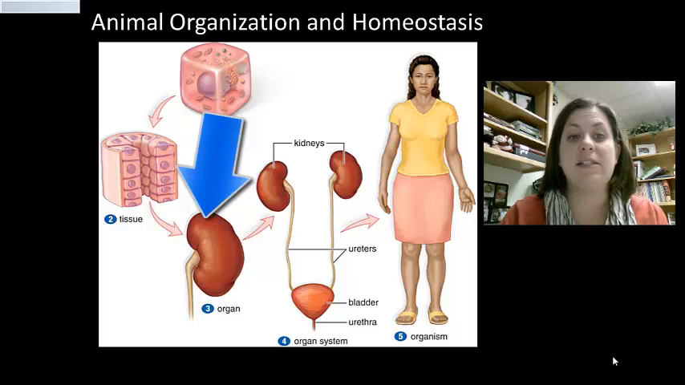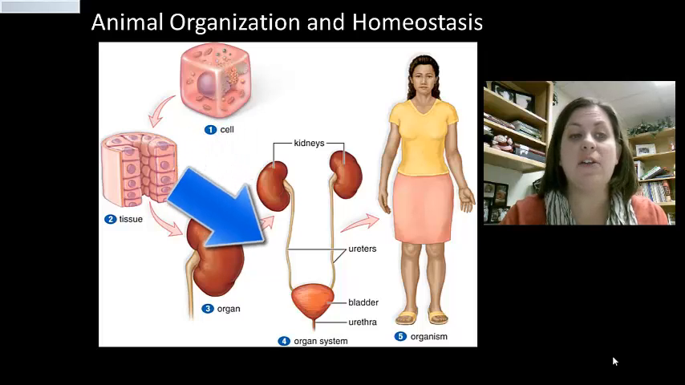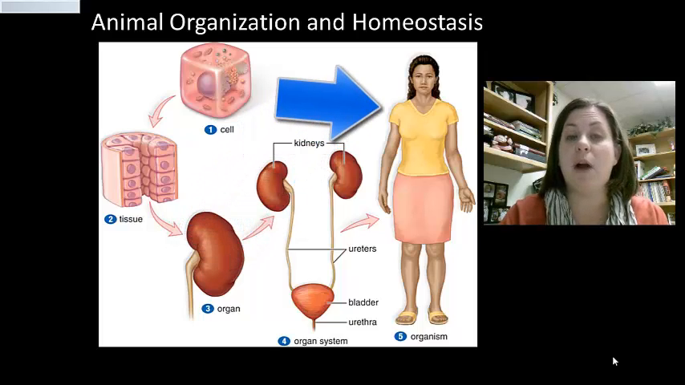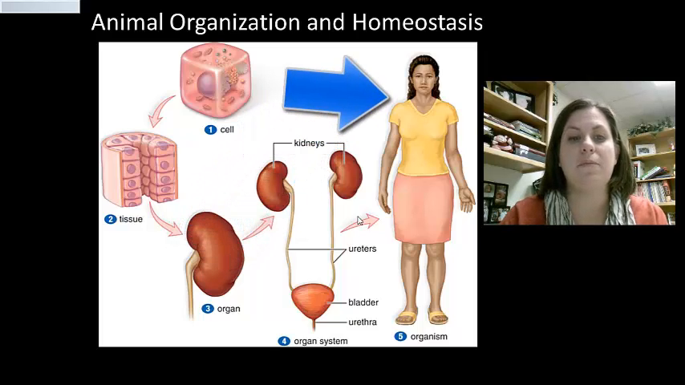An organ contains various types of tissues working together. Some examples include the kidney, heart, intestines, liver, and so on. Several organs working together are called an organ system, such as the urinary system, circulatory system, and digestive system, just to name a few. You will be presenting the different body systems to the class on the discussion board for this unit. When all the organ systems are working together properly, we have an organism. So these are the levels of organization in animals.